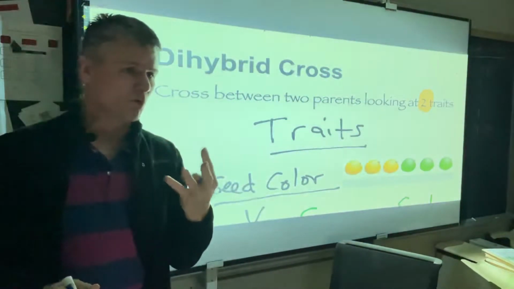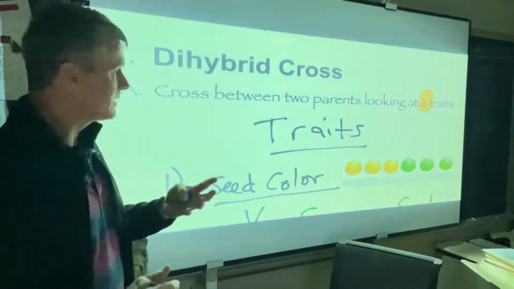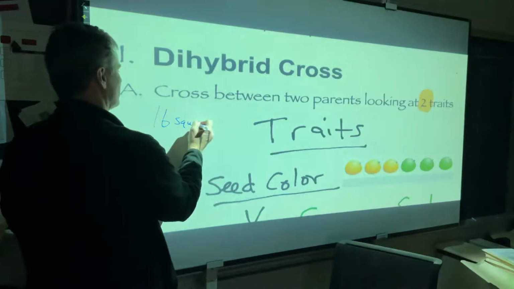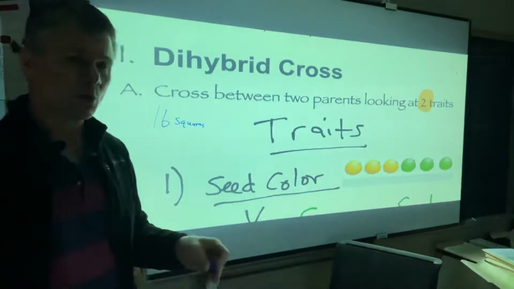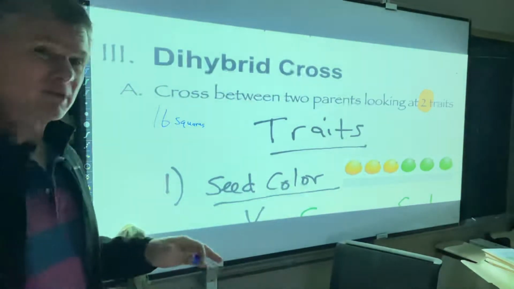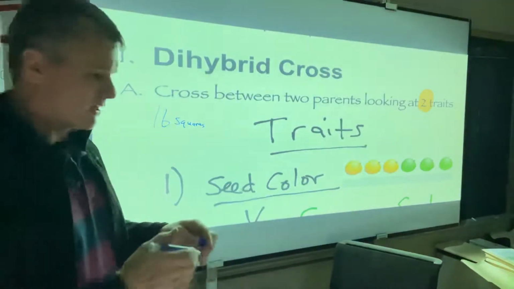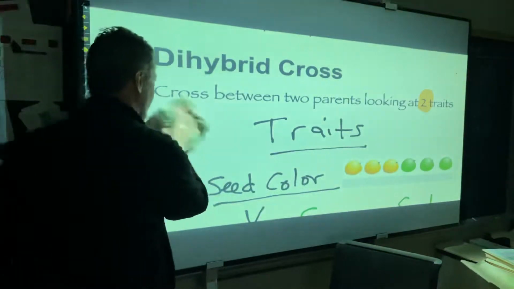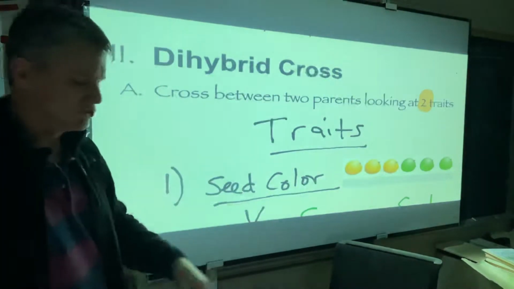Instead of having 4 squares, it's going to have 16 squares. So 16 squares. Again, pretty quick. You can do it. Setting it up is the most difficult, and there's another rule that I have to add so you don't mess it up. Okay, so a cross between two parents looking at two traits.